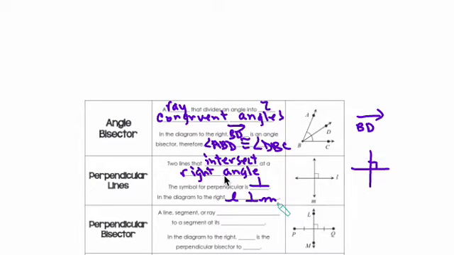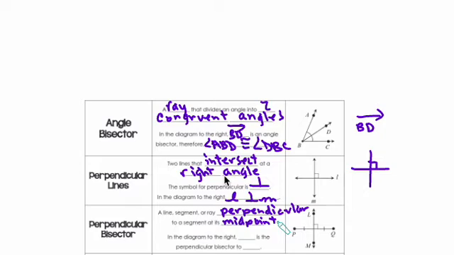All right, then we have what is called a perpendicular bisector. So a line, a segment, or a ray that is perpendicular to a segment at its midpoint. So this one is a little bit different because in order for this to be a perpendicular bisector, where it intersects the other line has to be its midpoint.